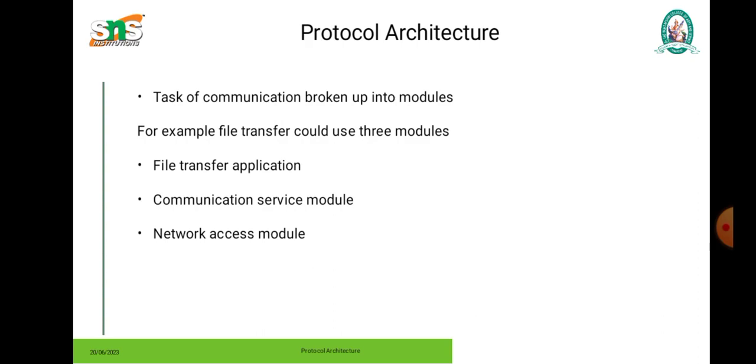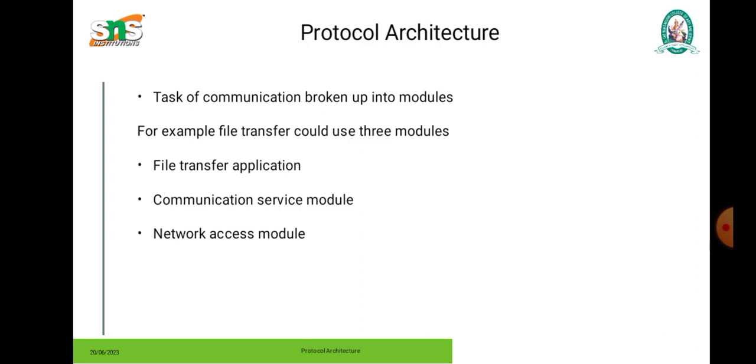Next is protocol architectures. Distributed data communications is classified into three categories for protocol architecture: applications, computers and networks. For example, applications include file transfer or electronic mail. These applications are executed on computers, which support multiple simultaneous applications.